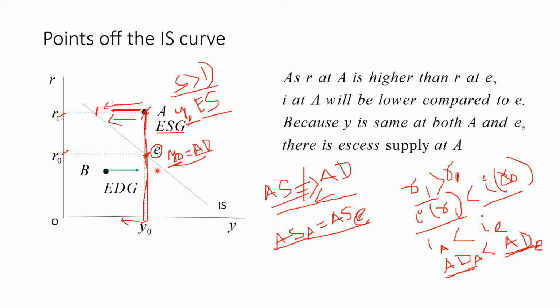So this is how we explain disequilibrium. If you consider a point which is not in equilibrium, what type of disequilibrium is that, whether there is excess supply or excess demand, and then how it is going to move towards the equilibrium point.